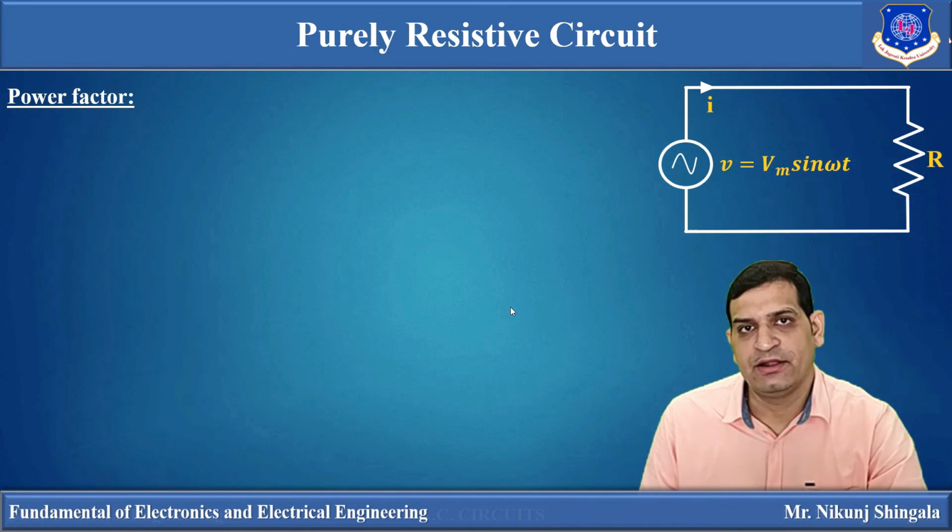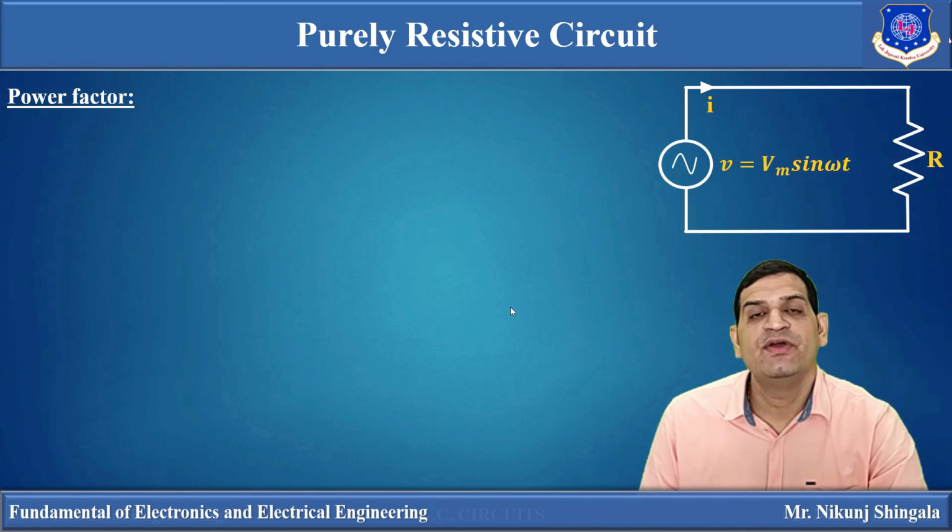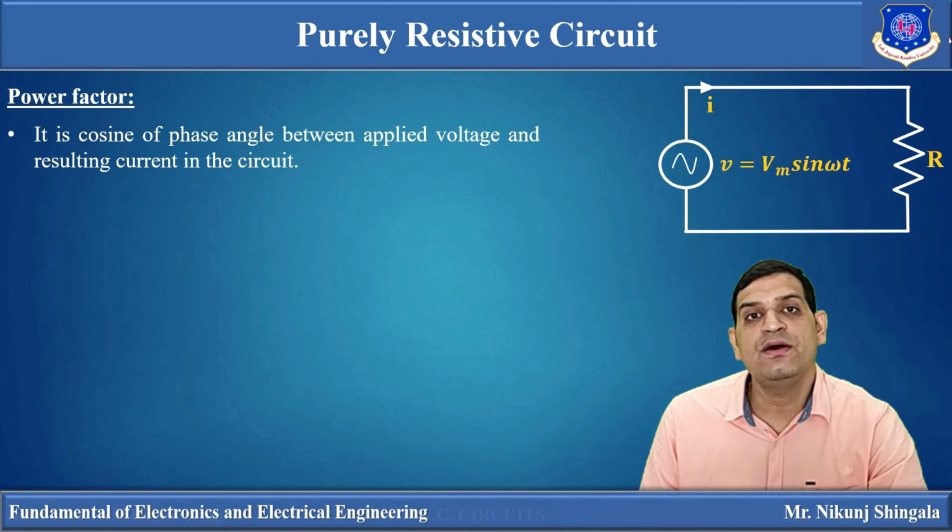Next one is the power factor, which is a very important term. Whenever we are analyzing any AC circuit, we have to find the power factor of the given circuit. It is the cosine of the phase angle between the applied voltage and the resulting current.